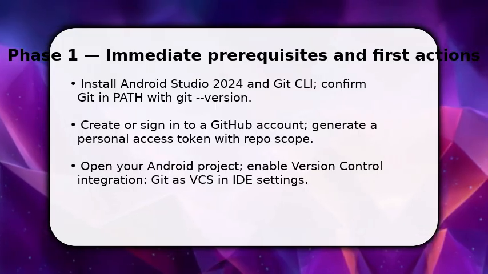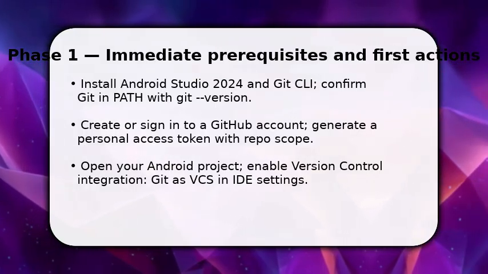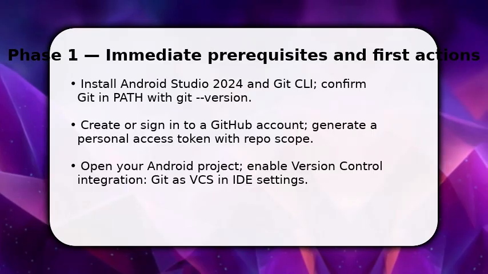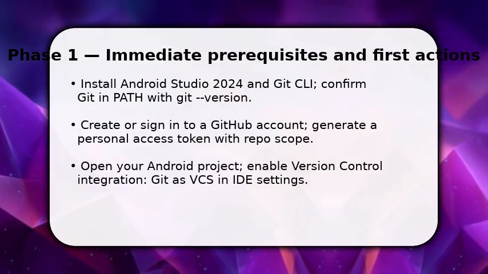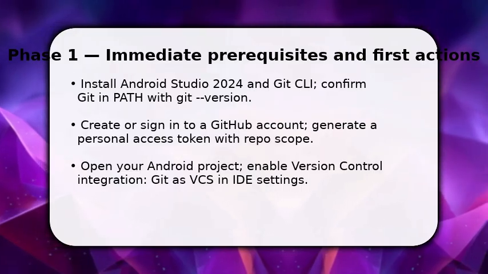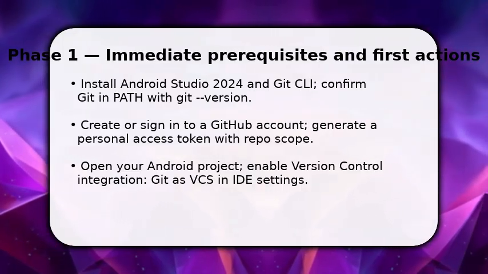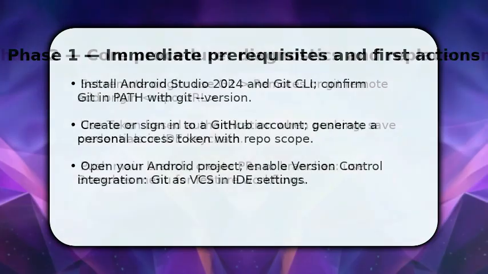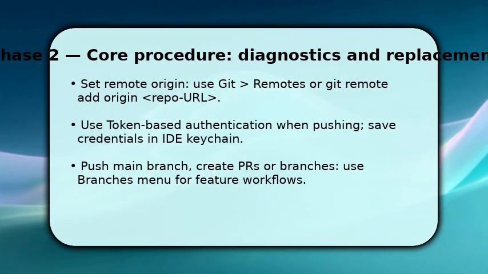Open your Android project, then enable version control and choose Git as the VCS. This links the project folder to Git. Once done, initialize a local repository if prompted, and make your first commit of existing code to capture the initial state. Now you add the GitHub repository as a remote.